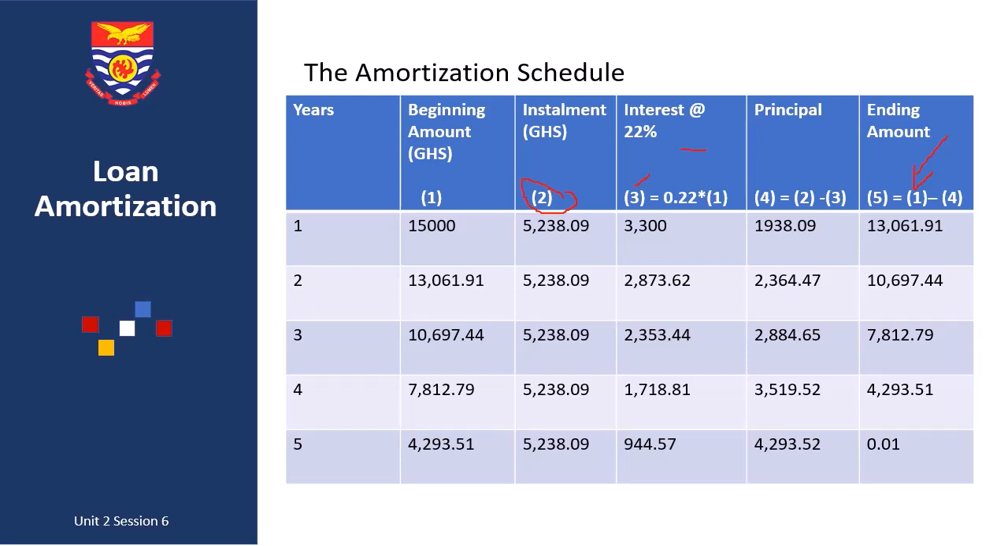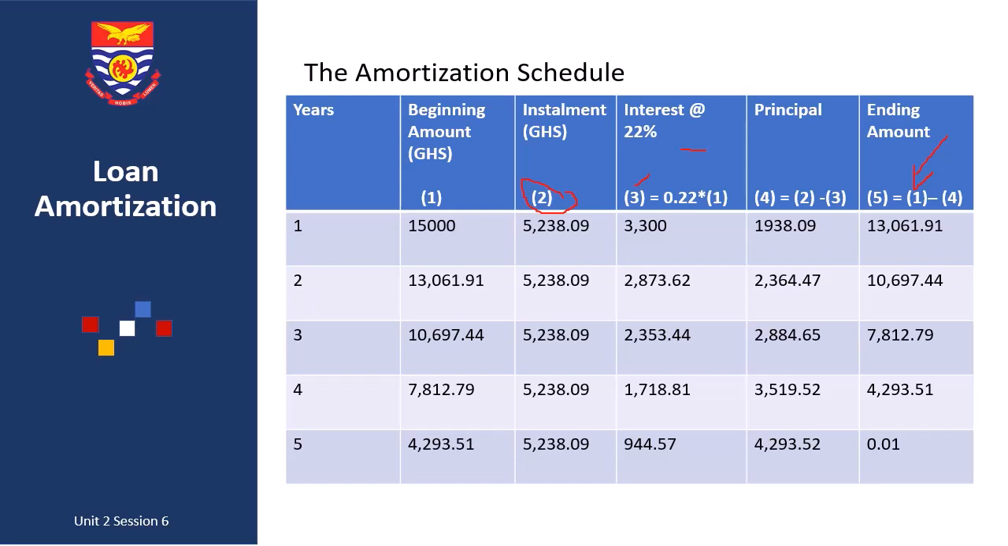So year 1, the opening balance of the loan is 15,000. The installment figure that we calculated in the previous slide gave us 5,238.09. That is the installment figure. So if you want to find the interest, it is the opening balance multiplied by what? 22%. So the interest rate that was given in the question is 22%. So you multiply the beginning value with the interest, then you get your interest here.